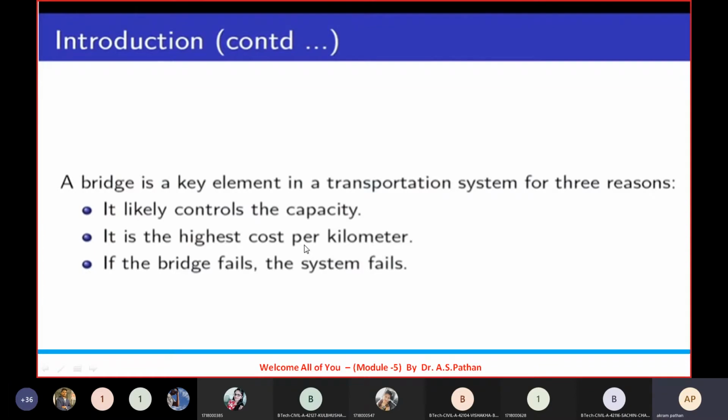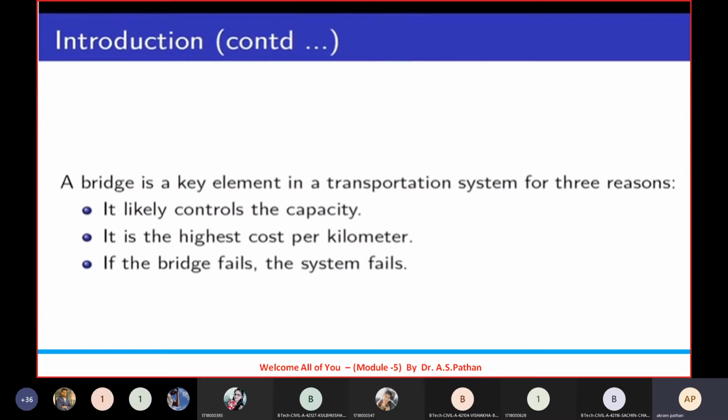Then the second is that it has the highest cost per kilometer. Okay, if the bridge fails, the system may fail. For example, at this stage I would like to suggest this particular sentence: if the bridge fails, the system may fail. Now if you want to transport goods from one city to another city within the country, or from state to state, and if we have constructed good bridges, then we can easily transport any types of goods to any part of the nation.